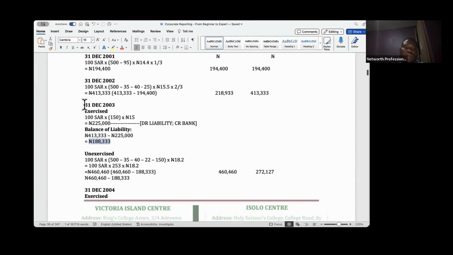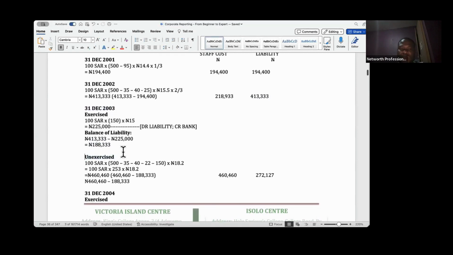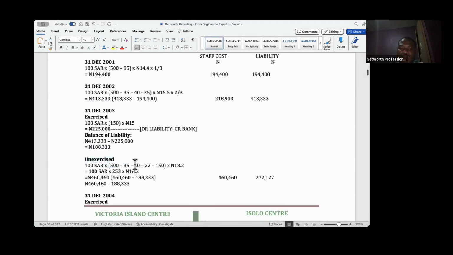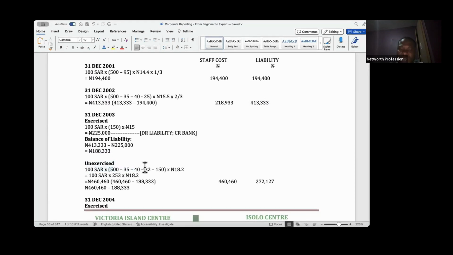So still in 2003, only a portion have exercised. How many remain unexercised now? Let me do the math so I can get the valuation of that. Unexercised, there are 100 share options for the 500 employees, less the people that left: 35 in year 1, 40 in year 2, 22 in year 3, minus the 150 that exercised in year 3. Whatever balance you have is 253. That's the remaining employees that have not exercised.